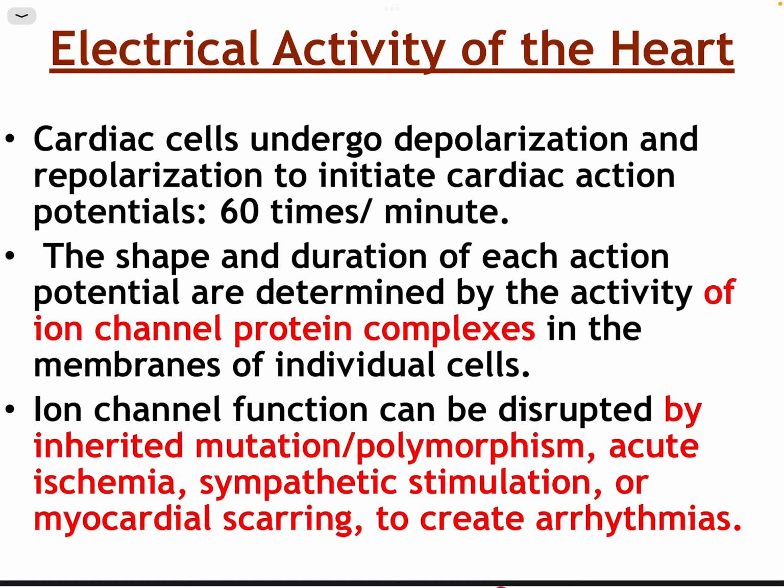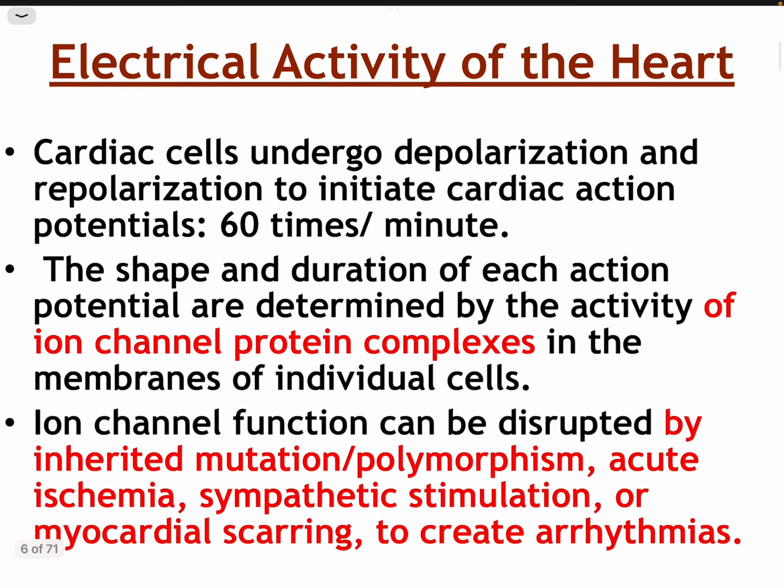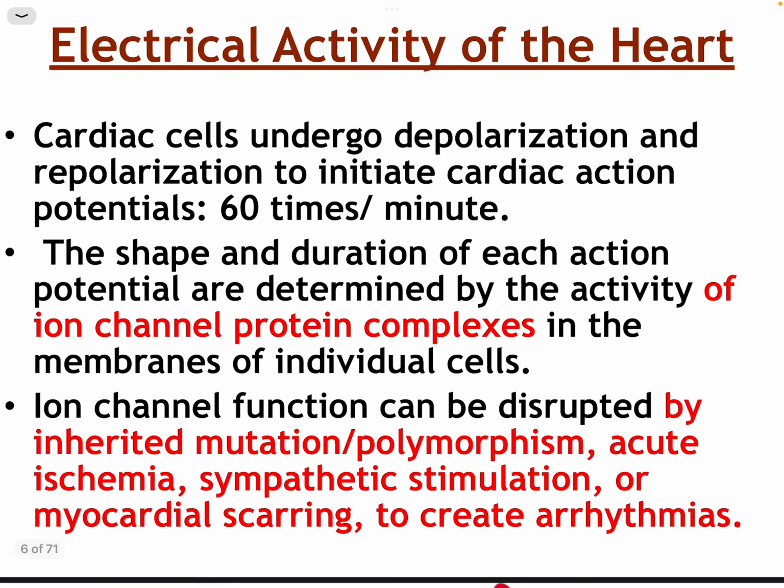The shape and duration of each action potential is determined by the activity of ion channel protein complexes in the membrane. One important factor, and I don't know why I didn't have it there, or maybe it's down there in the slide, here, genetic causes. So sometimes we have mutation in all of these ion channels, so either sodium, potassium, or calcium, and this can predispose a person to have cardiac arrhythmia. So inherited mutation, polymorphism, or acute ischemia, sympathetic nervous system stimulation, myocardial scarring, all of these can create an arrhythmia.